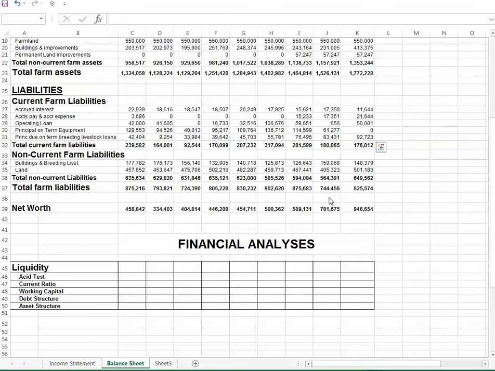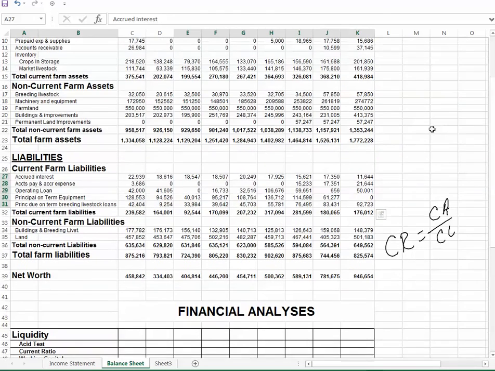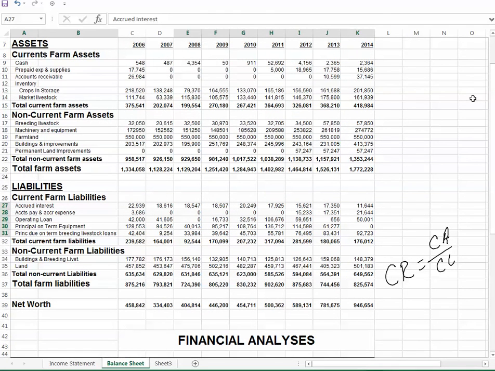The first financial ratio under the topic liquidity has to do with something called the current ratio. Now, the current ratio is simply defined as current assets divided by current liabilities. If you look at the spreadsheet, you go back up to the asset portion, and you'll see that the current assets of this J&J Farms, 418,984. And if you go down here and look at current liabilities, you'll see it's 176,012.